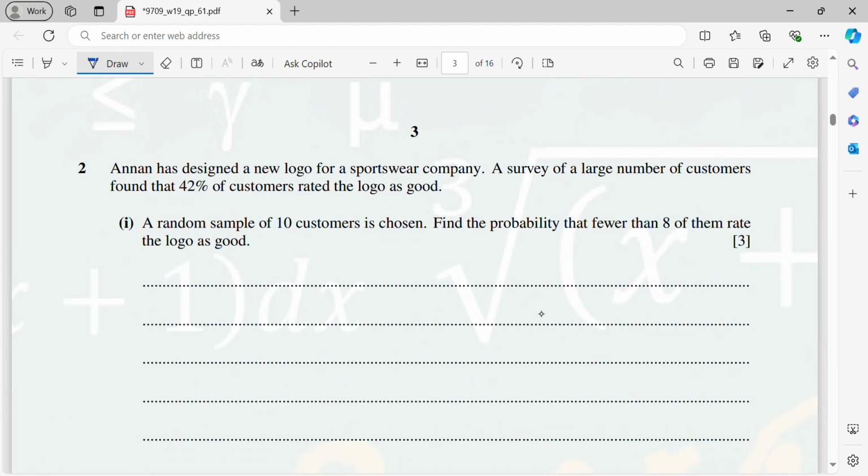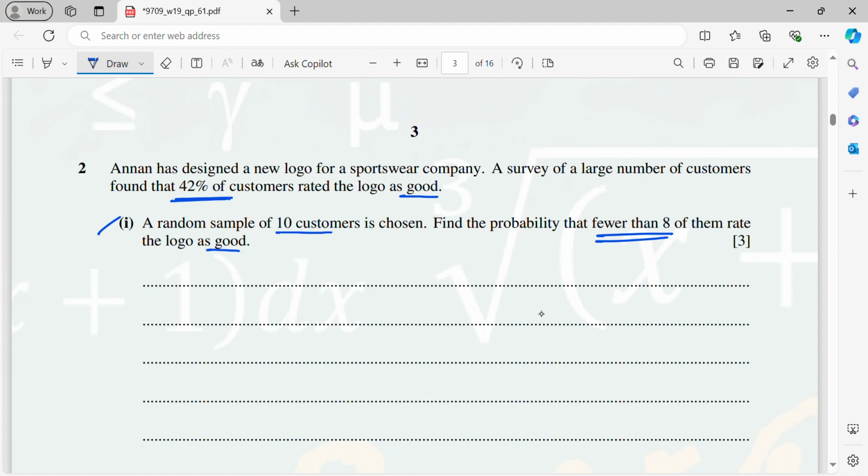Question 2. Anna has designed a new logo for a sportswear company. A survey of a large number of customers found that 42% of customers rated the logo as good. Now, first part, a random sample of 10 customers is chosen. What is the probability that fewer than 8 rated the logo as good?